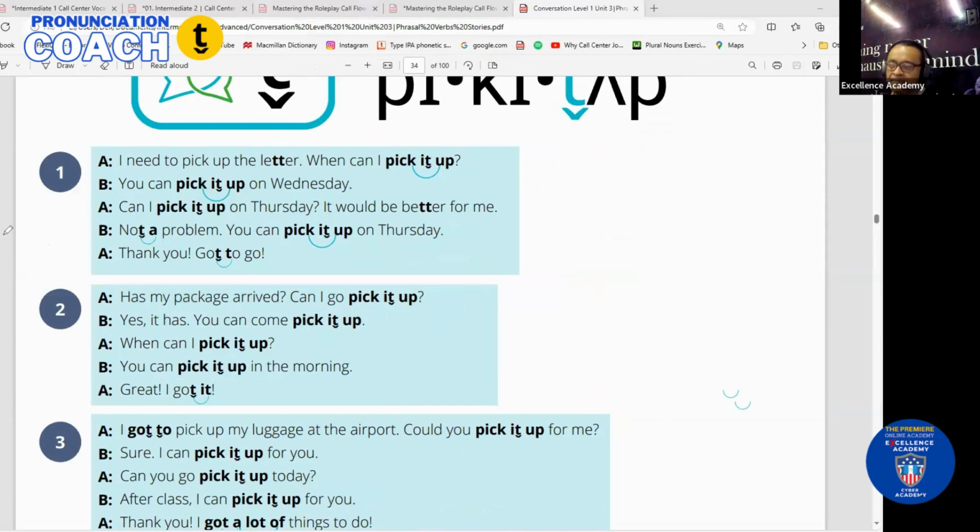A: I need to pick up the letter. When can I pick it up? You can pick it up on Wednesday. Can I pick it up on Thursday? It would be better for me. Not a problem. You can pick it up on Thursday. Thank you. Gotta go.